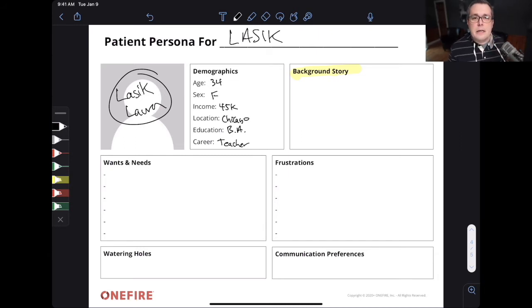Moving down to wants and needs, let's take a stab at this. What are some wants and needs that Laura may have as it relates to choosing a LASIK provider? Well, she probably wants to ditch her glasses and contacts. She probably needs more ease in her life. Easier life. How about she wants to see her kids better?